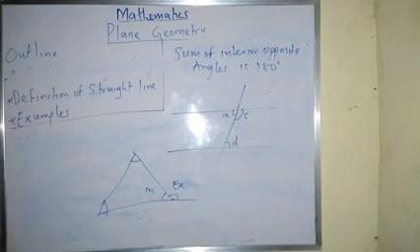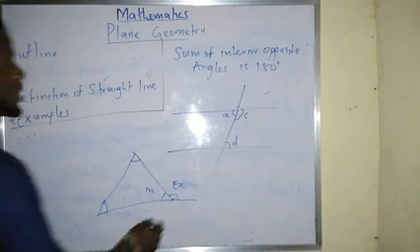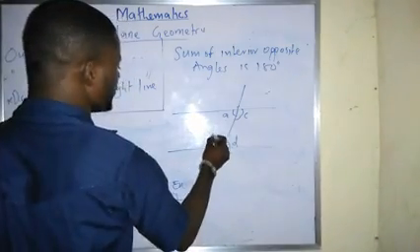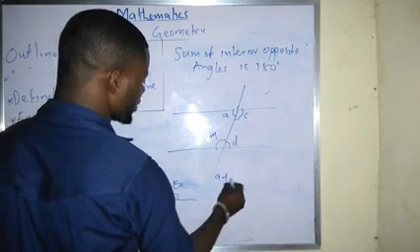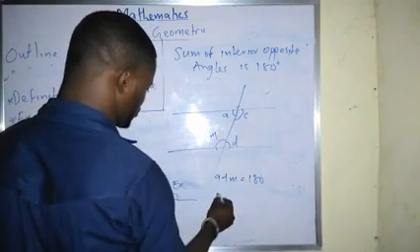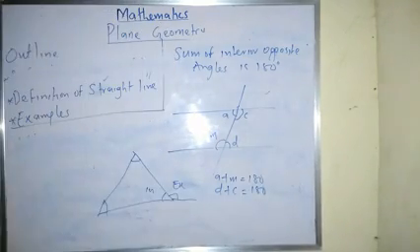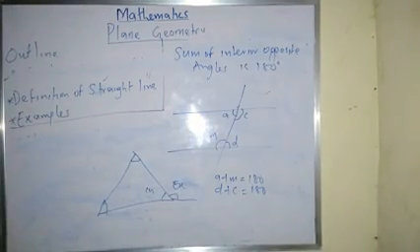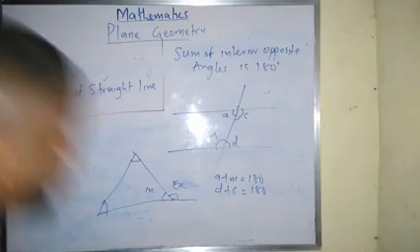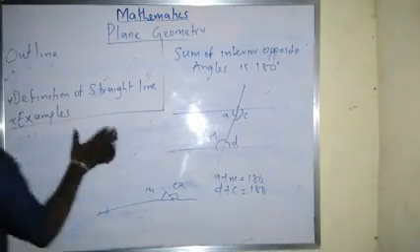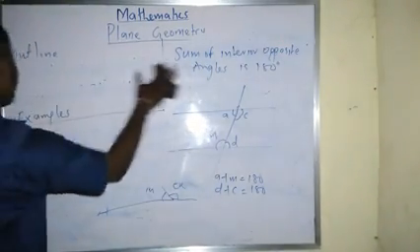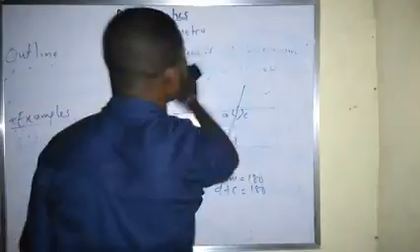Please take note of that. It means their sum is equal to 180. If I call this place M, A plus M equals 180, D plus C equals 180. It means the sum of interior opposite angles is equal to 180. Now, I think with this we are good to go. The definition of a straight line and others is done.